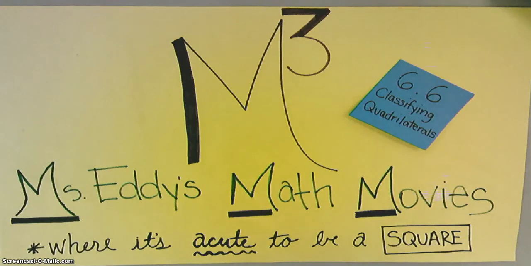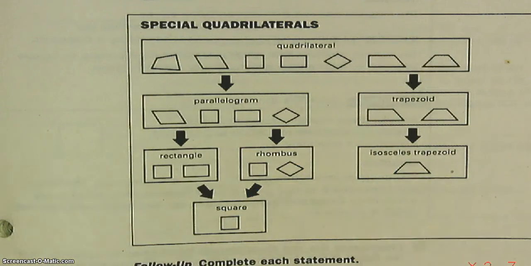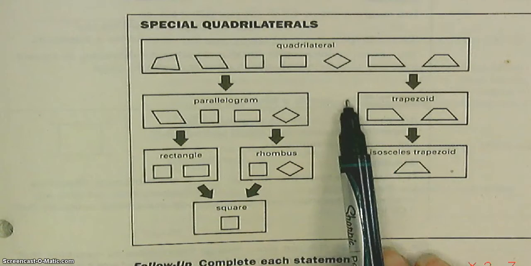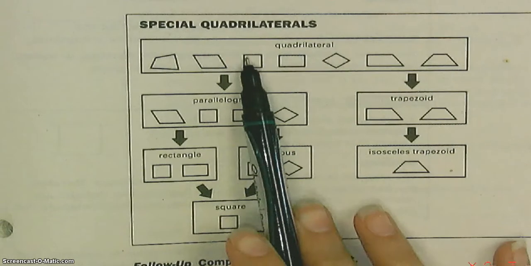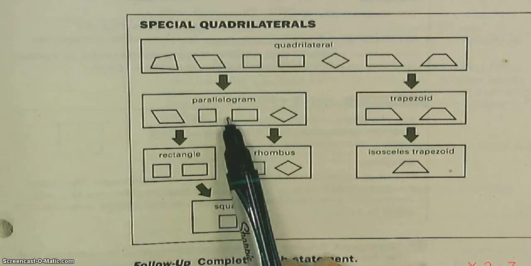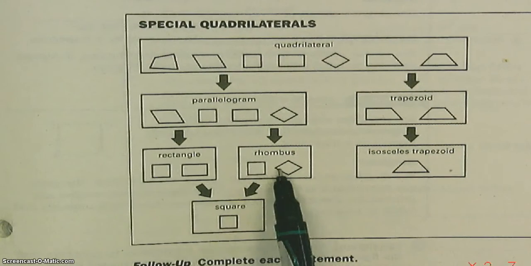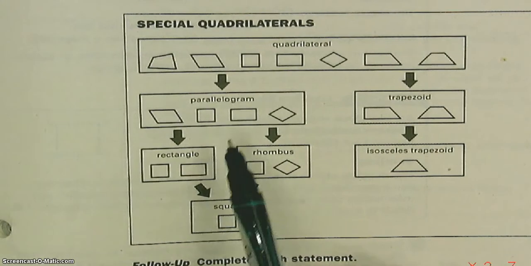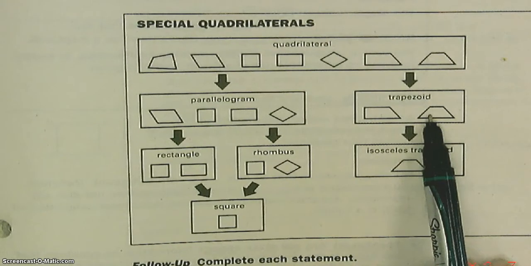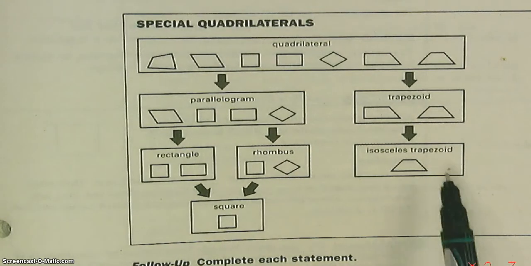Today's lesson is 6.6, Classifying Quadrilaterals. By the end of the lesson, you'll be able to identify special quadrilaterals based on limited information. These are the special quadrilaterals that we've talked about so far. So we've just got a broad category of all quadrilaterals, and then we get more specific. We go to parallelogram, and under parallelogram is a rectangle and rhombus. And then together, rectangle and rhombus make a square. Then on the other side, we have trapezoid, and more specifically, isosceles trapezoid.